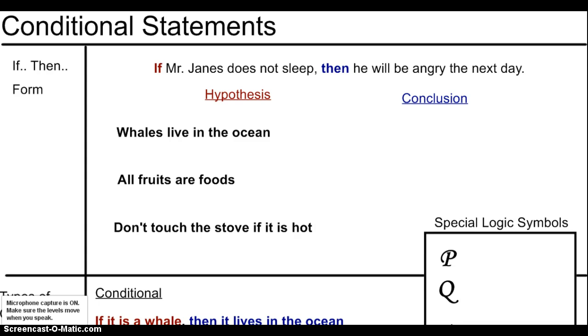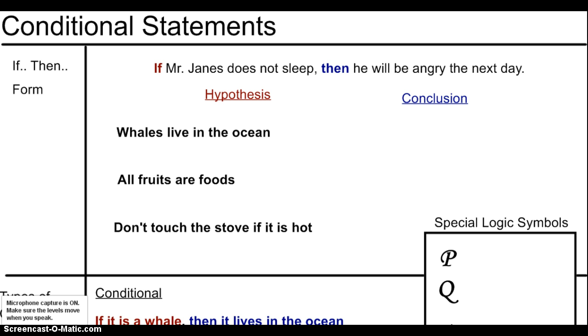So in the last video we talked about inductive and deductive reasoning, how to use patterns and logic to come to some sort of conclusion. In this video we're going to learn how to do that a little bit more, but to use more precise language, okay, conditional statements. So first we'll talk about what a conditional statement is.